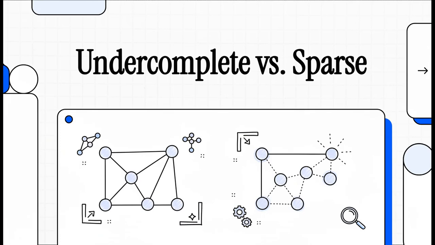Welcome. So, you've got these things called autoencoders, and they're amazing at one thing, copying data. But here's the real question. How do we force them to actually learn something useful in the process? Today, we're going to dig into two really clever strategies that do exactly that.